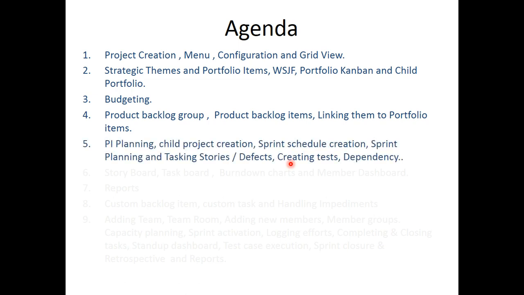Once we have a product backlog item in place, I will show how to do the PI planning, program increment planning, by creating child projects under the parent. I will even talk about creating a separate schedule for each of the teams. I will talk about sprint scheduling and creating the tasks under the stories. I will show the configuration that can be done to do the level of tracking for the stories and defects.